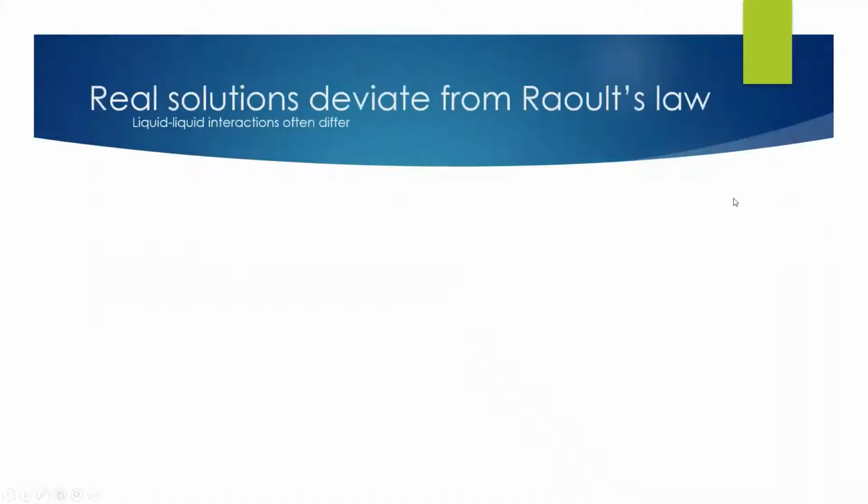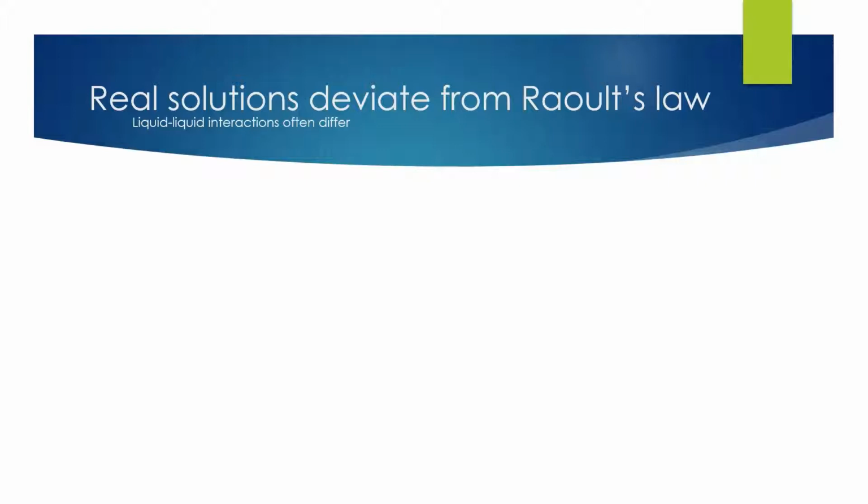So we'll start by looking at how solutions deviate from Raoult's law. As a reminder, Raoult's law is that the pressure of a substance in a solution is equal to only the mole fraction of that substance times its vapor pressure. For a solution to obey Raoult's law, the components of the solution must have identical interactions between themselves and the other components. So the solute-solvent interactions need to be the same as the solute-solute and solvent-solvent interactions.